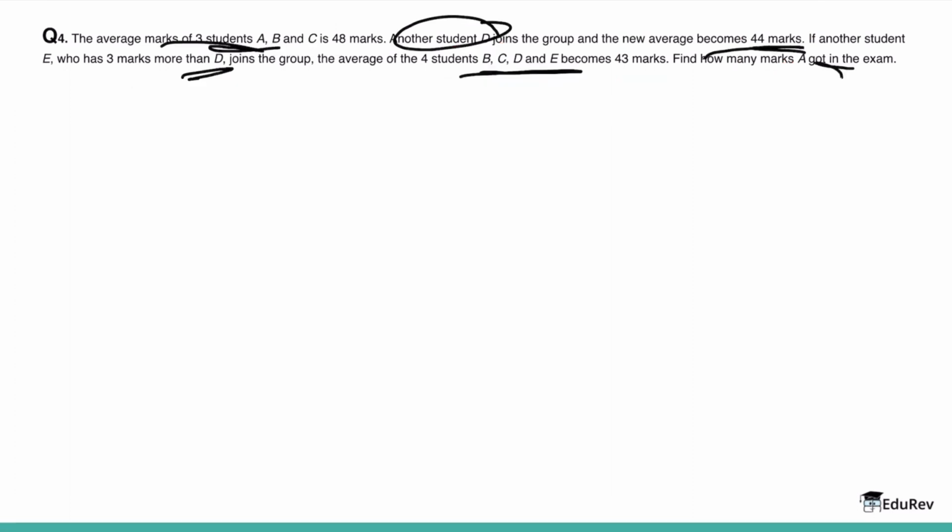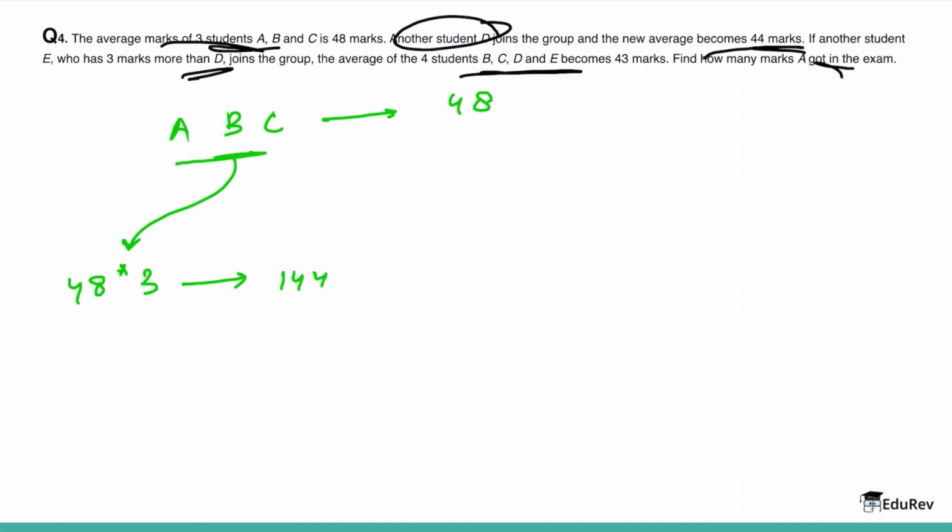So I hope you people understood the question. So let's see what the solution is. Now the average for ABC is what? The average for ABC is 48. So what is going to be the total for ABC? It's going to be 48 times 3, which is 144. And when D joins, then ABCD, the average of these 4 is what? 44. So the total has to be what? 44 times 4. That is nothing but 176.